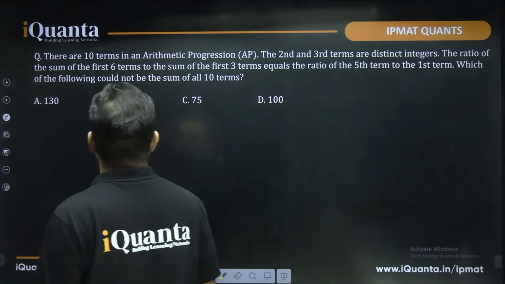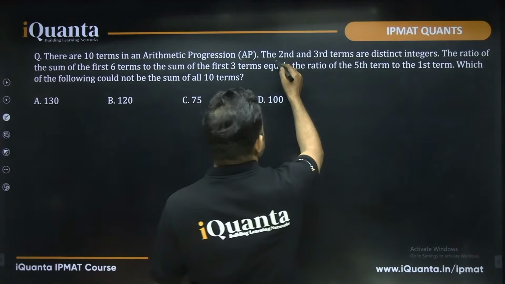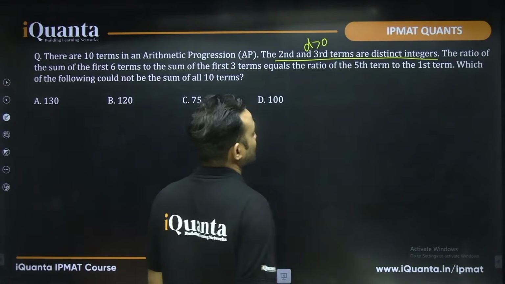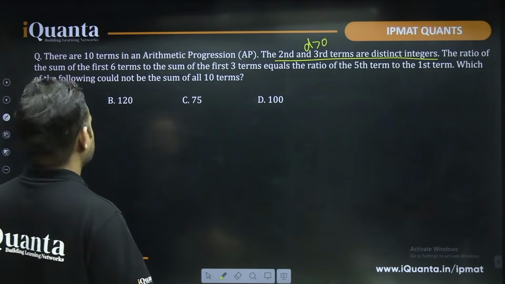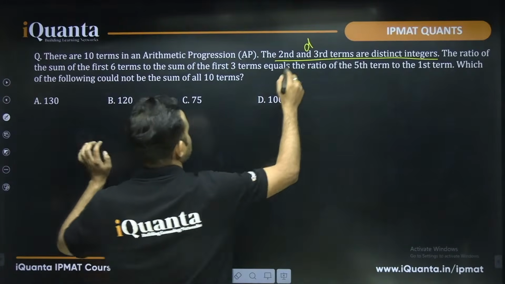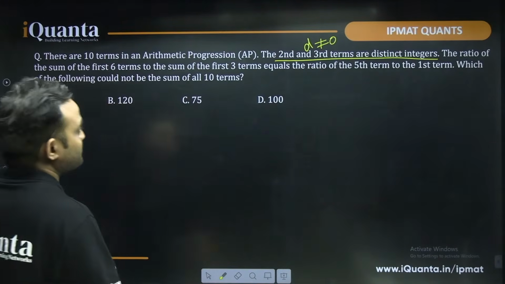There are 10 terms in an arithmetic progression. The second and third terms are distinct integers. What do we mean by that? That means d is not equal to 0. The common difference is greater than 0 or less than 0, but not 0. It means it could be a decreasing AP as well or an increasing AP as well, but d will not be equal to 0.